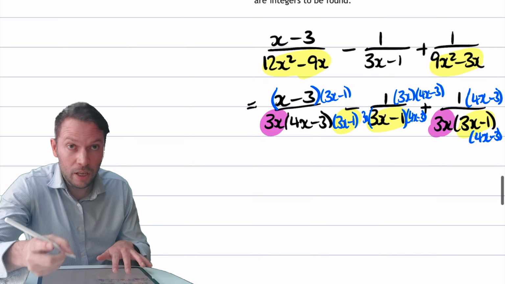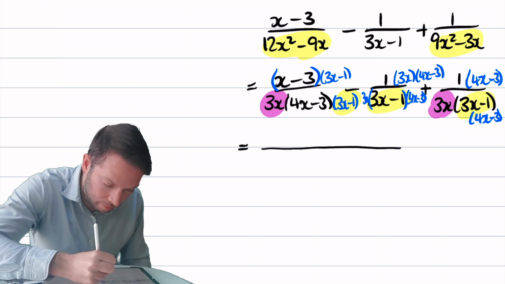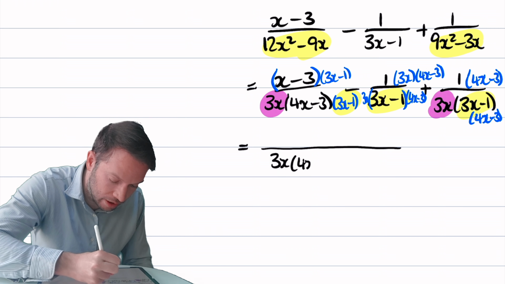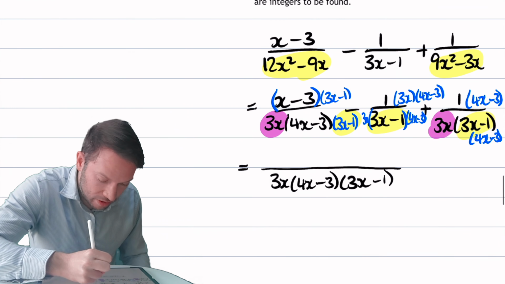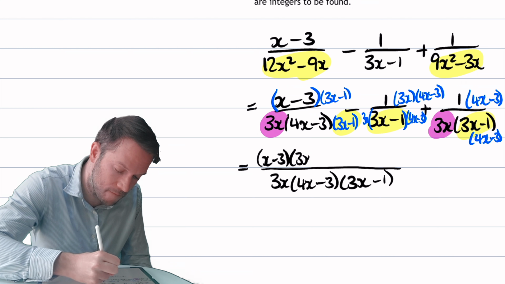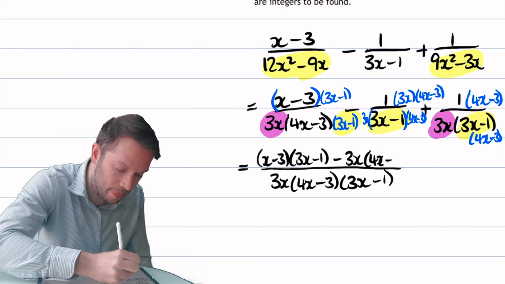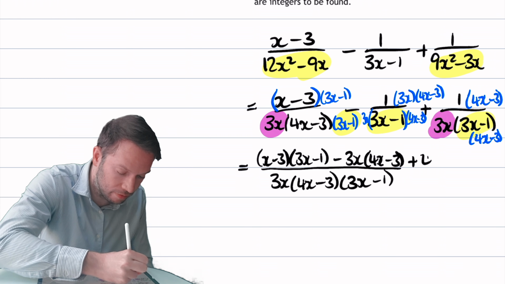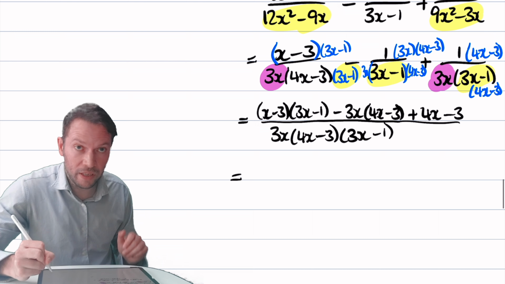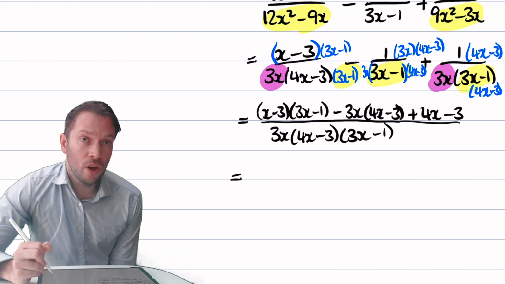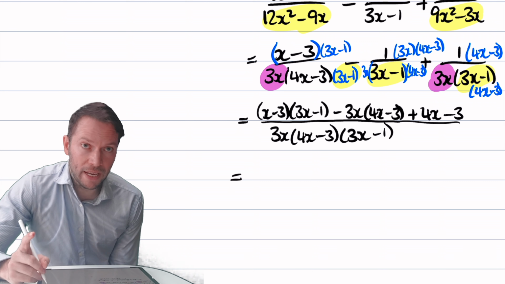So now I can just deal with the numerators, add and subtract them, right? So I've got in the denominator, we've got the 3x, we've got the 4x minus 3, and we've got the 3x minus 1. And in the numerators, we've got x minus 3 times 3x minus 1, subtract 3x times 4x minus 3. We can ignore that 1 there. And then we've got plus 1 times 4x minus 3. Okay, so remember at this stage, once we combine into a single fraction, we do not expand the denominators. There's a good reason for that. But we do expand and simplify the numerator.